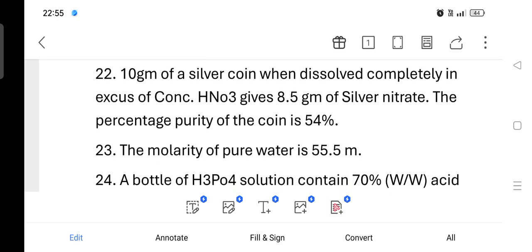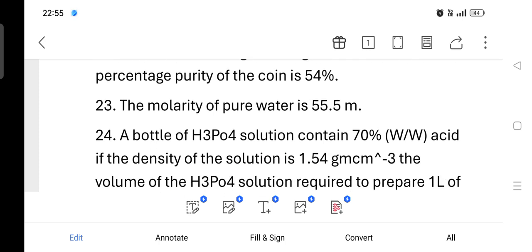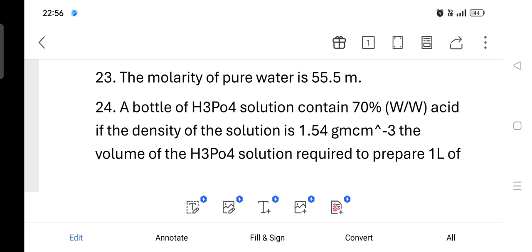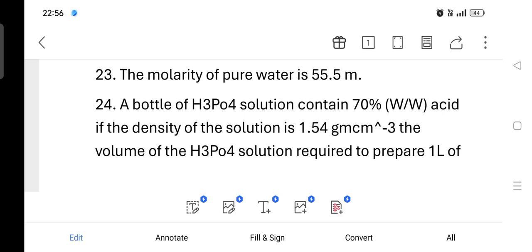10 gram of silver coin when dissolved completely in excess of conc. HNO3 gives 8.5 grams of silver nitrate. The percentage purity of the coin is 54%. The molarity of pure water is 55.5 M.